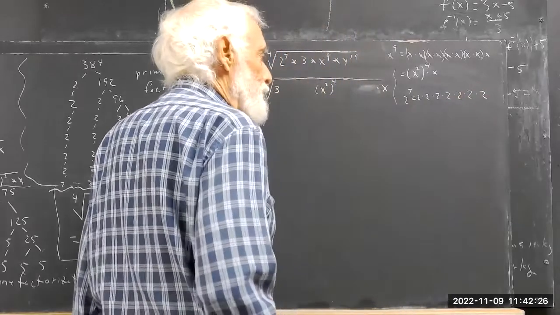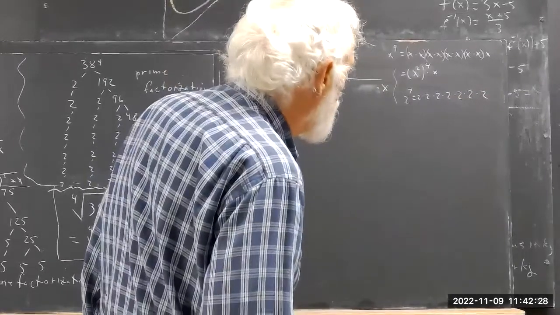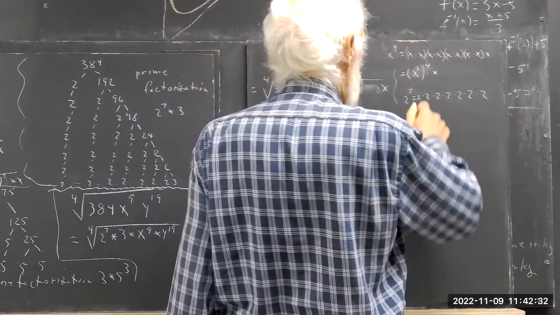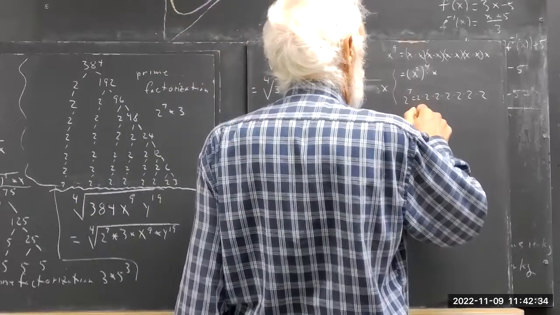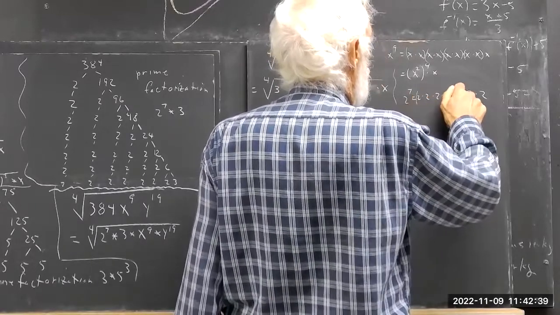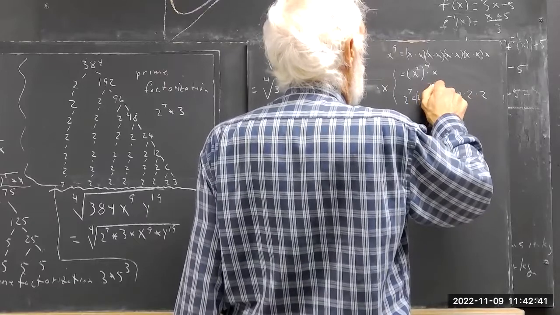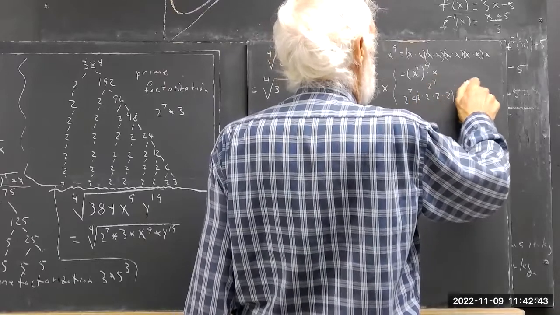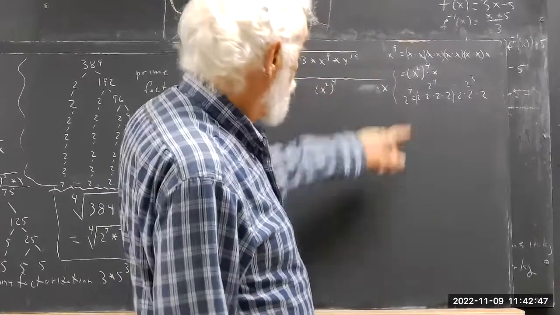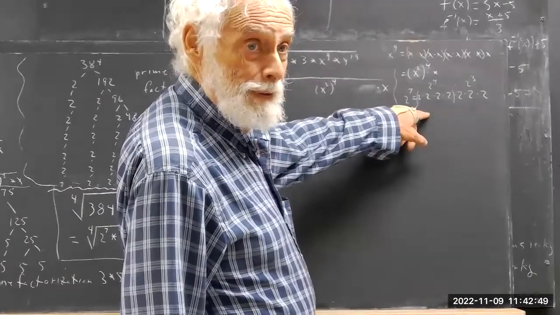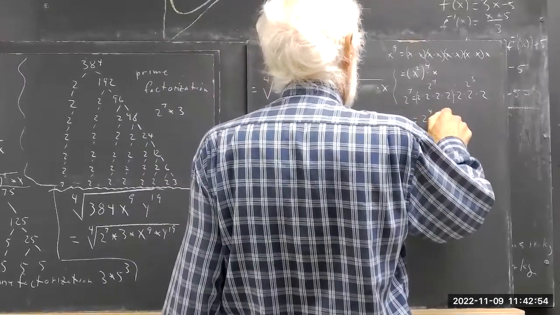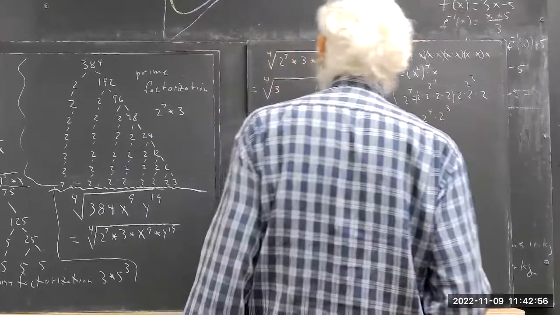Okay. Now let's see, what can I do? Can I get 4 of anything in there? Well, yeah. Right here, I've got 2 to the 4th. Here I've got 2 cubed. I do a fourth root of 2 to the 4th. Okay, so that's 2 to the 4th times 2 cubed.